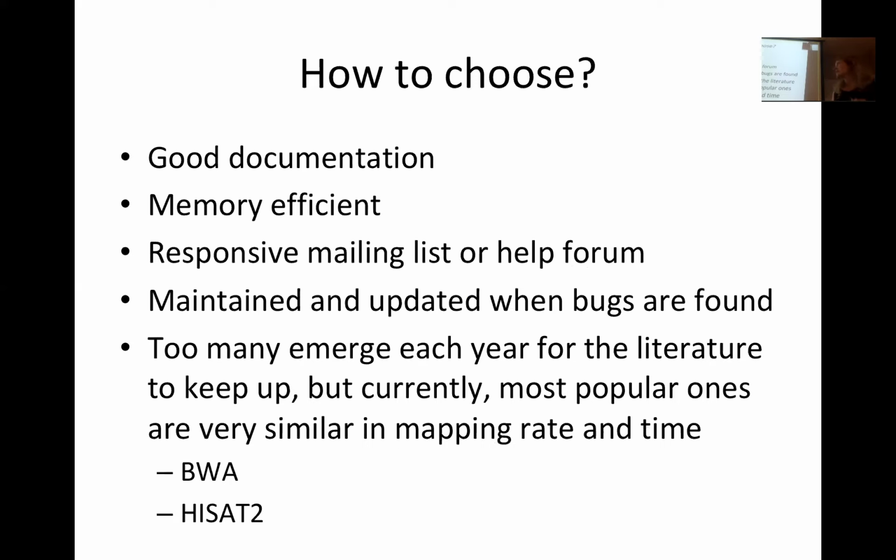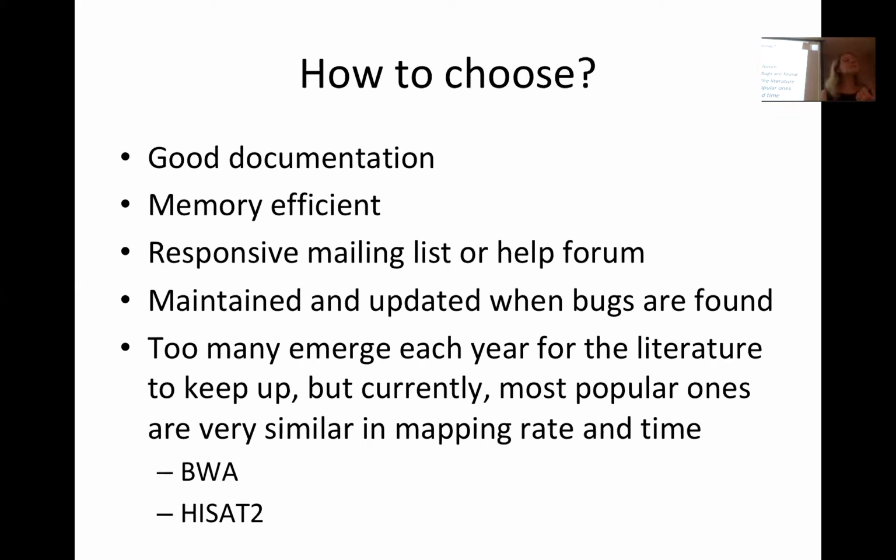Google and see if you can find a mailing list or a help forum. That generally means that somebody will help you if you run into trouble, and also that they're actively maintaining it, so that when bugs are found or as new operating systems come out, that they're actually maintaining the code and making sure that it's still going to work. If you find something from 2007 and the code hasn't changed since 2009, you know, likelihood of it working these days is low.